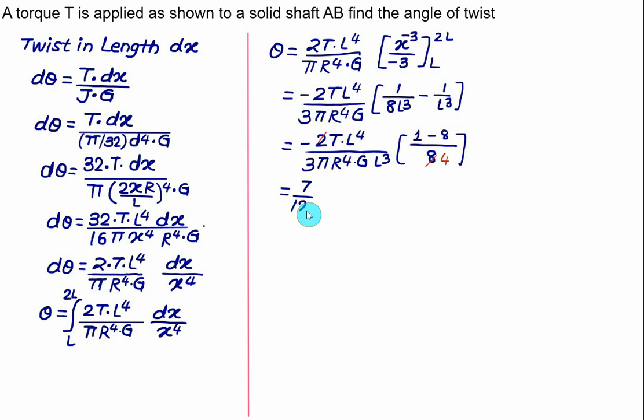So we have 7 by 12 into T into L to the power 4 divided by pi into R to the power 4, and then we have G. L cube is left in the denominator, so 1 L will be left in the numerator. So finally we have theta is equal to 7 divided by 12 multiplied by T multiplied by L divided by pi into R to the power 4 multiplied by G. So this one is the expression for the given angle of twist when the diameter is reduced from 2d to d over the length equal to L.